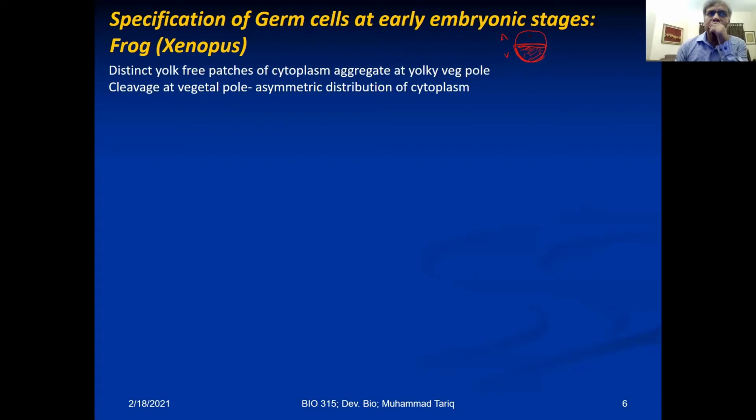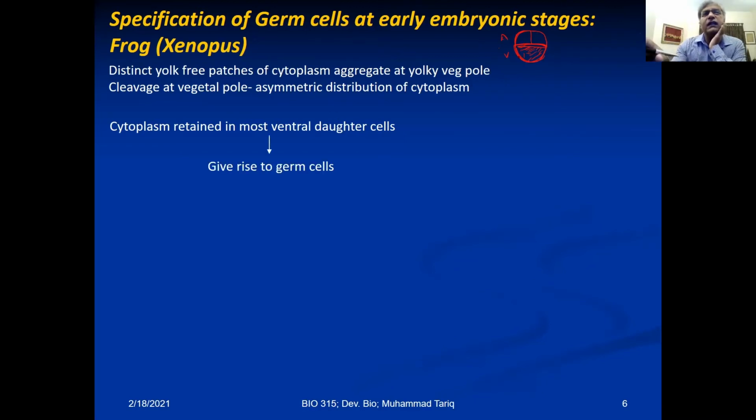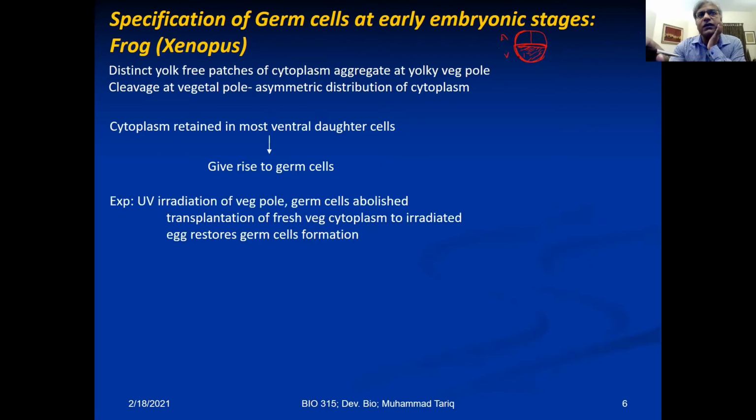And you remember after fertilization, when the cleavage divisions start, we learned that the yolk restricts the cleavage divisions and contributes to asymmetric distribution of cytoplasm. And that is basically the onset of specification of germ cells. So most of the cytoplasmic determinants are retained here in the vegetal daughter cells, and they then give rise to the germ cells.